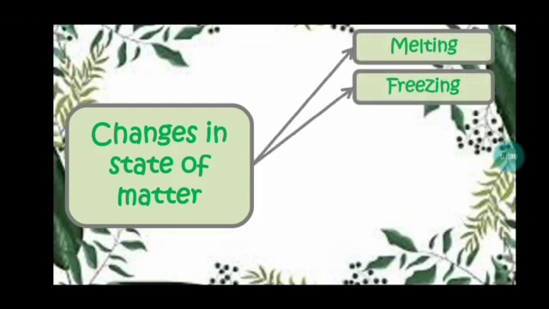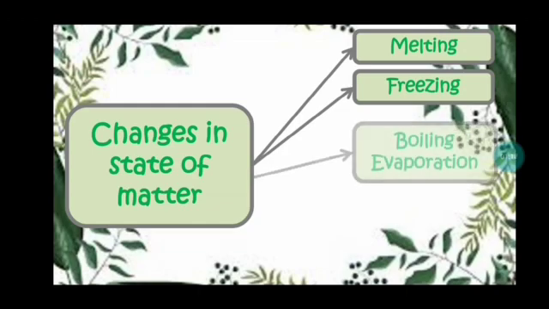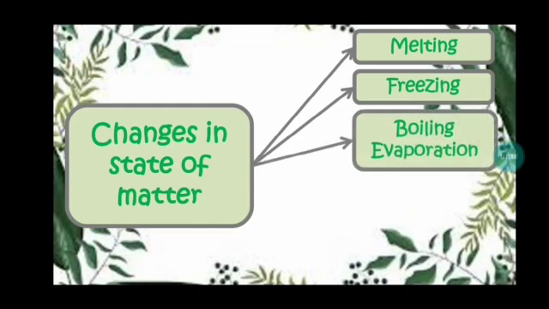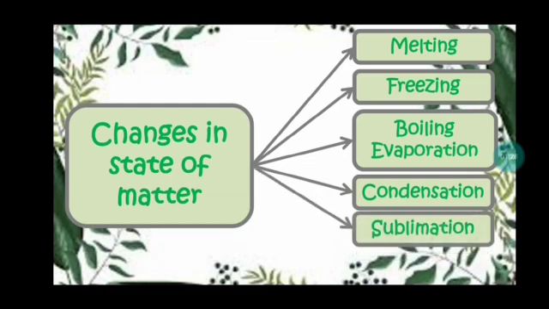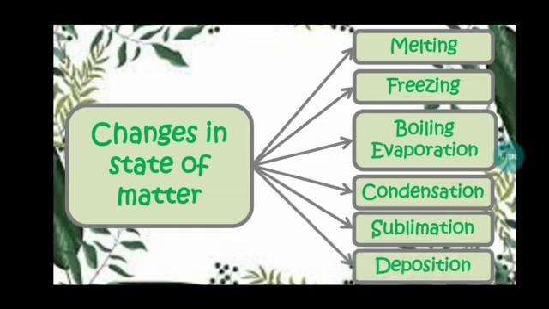Okay, there are some changes of state of matter that we will discuss. The first is melting, in bahasa mencair. The opposite is freezing, membeku. And then the third is boiling and evaporation, mendidih dan menguap. And then the next, condensation, mengembun. Sublimation, menyublim. And then the last, deposition, mengkristal.